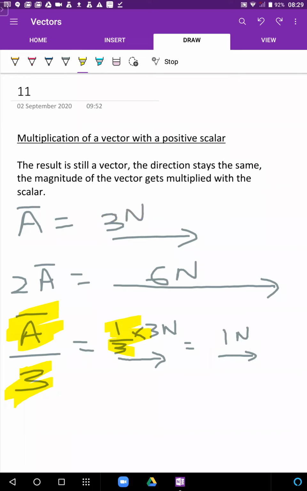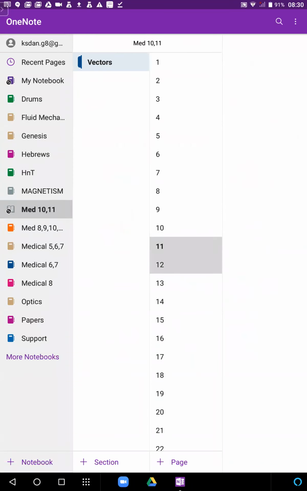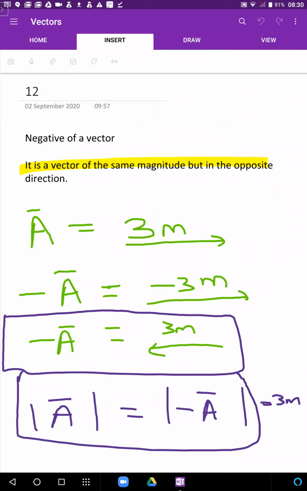Finally, what is the end result? The result is that you are dividing the magnitude of a bar by 3, right? So if you divide a vector by any number, the magnitude gets divided by that number. Got it? A bar by 2 would be 1.5 Newton. Clear? Let me know if your doubt got cleared, okay?